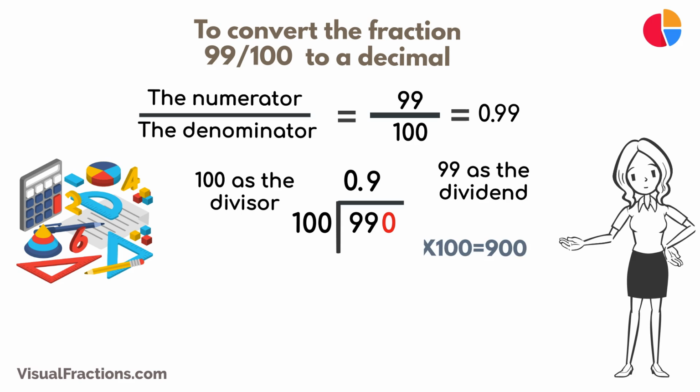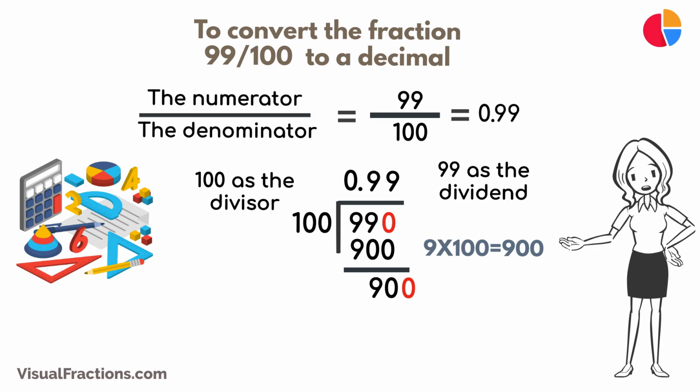Multiplying 9 by 100 gives us 900. When we subtract 900 from 990, we get a remainder of 90. Next, we add another 0 to the remainder, making it 900. How many times does 100 go into 900? Exactly 9 times again. We write another 9 after the decimal point, making it 0.99.